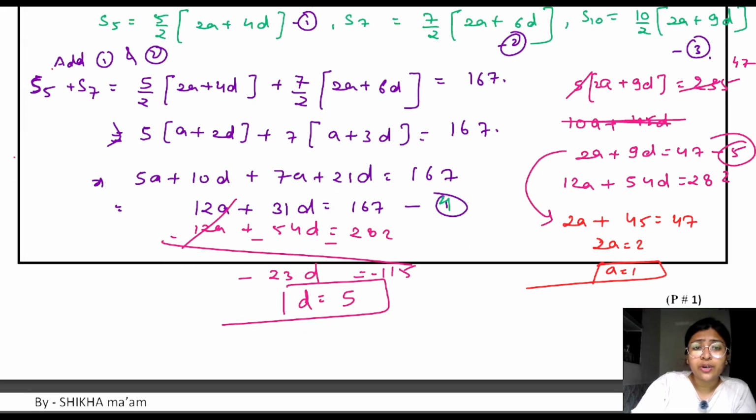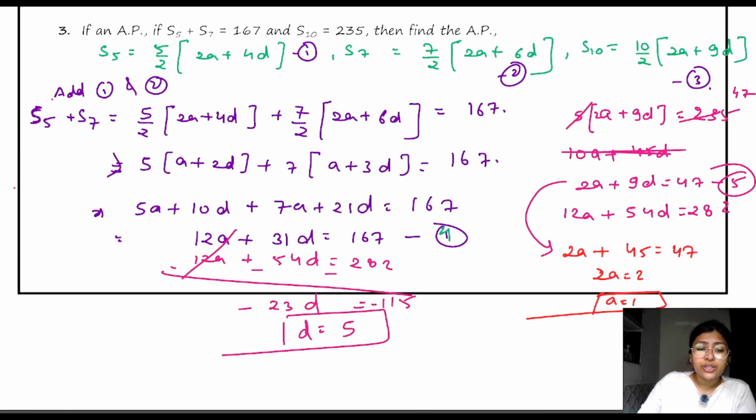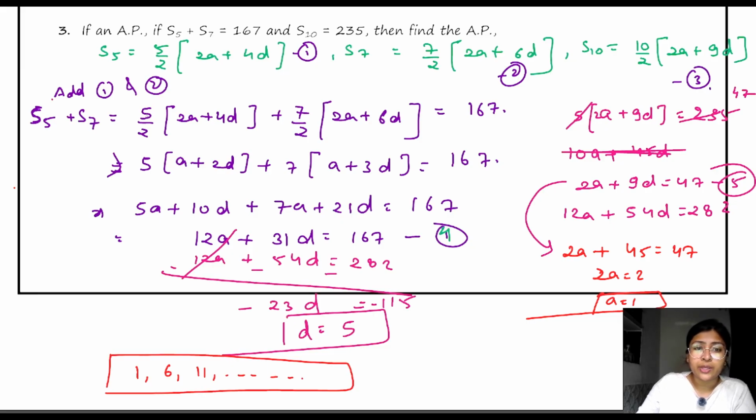What are they asking to find out? They are asking to find the AP. So the first term is 1, the second term is 1 plus 5, 6. The third term is 1 plus 10, 11, and so on. This is the required AP whose sum of 7 terms is 167, and the sum of 10 terms is given as 235.